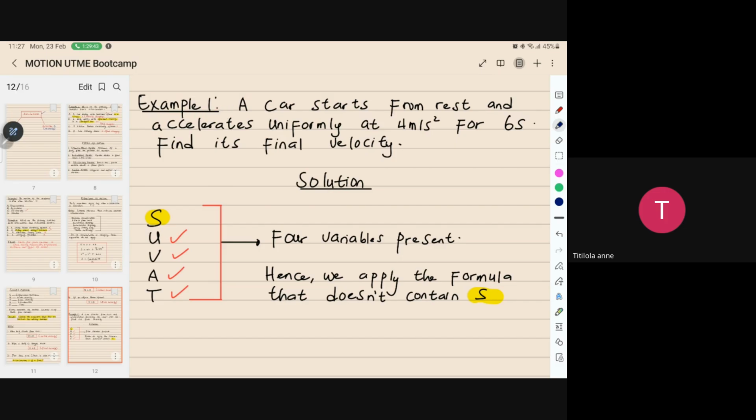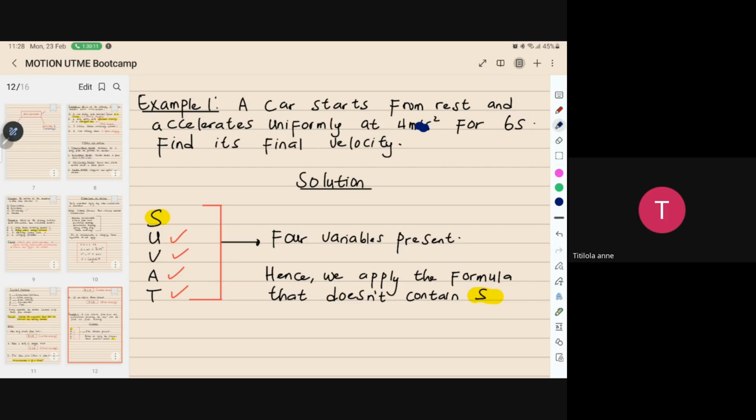So now, example 1: a car starts from rest and accelerates uniformly at 4 meters per second squared for 6 seconds. Find its final velocity. Now, check the variables that are present. A car starts from rest. If it starts from rest, it means that u is equal to 0, right? So u is present, u equals 0, and it accelerates uniformly at 4 meters per second squared.